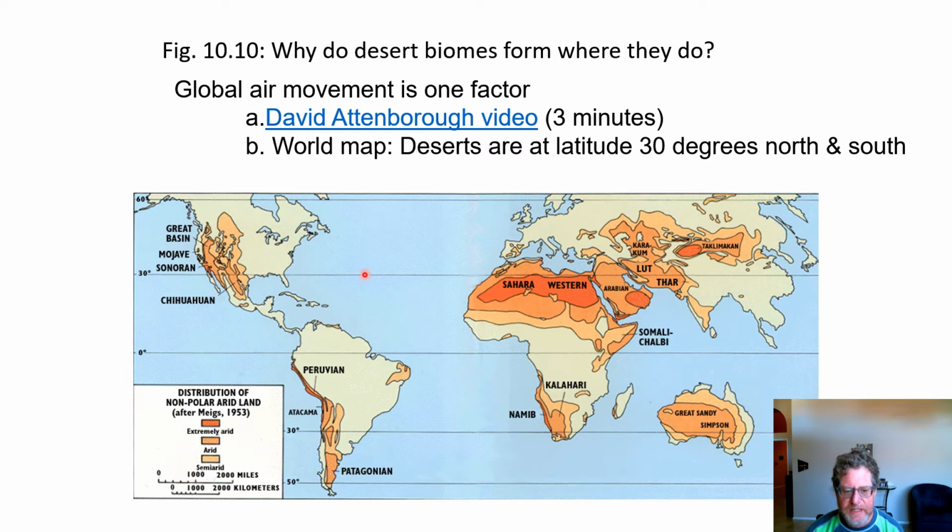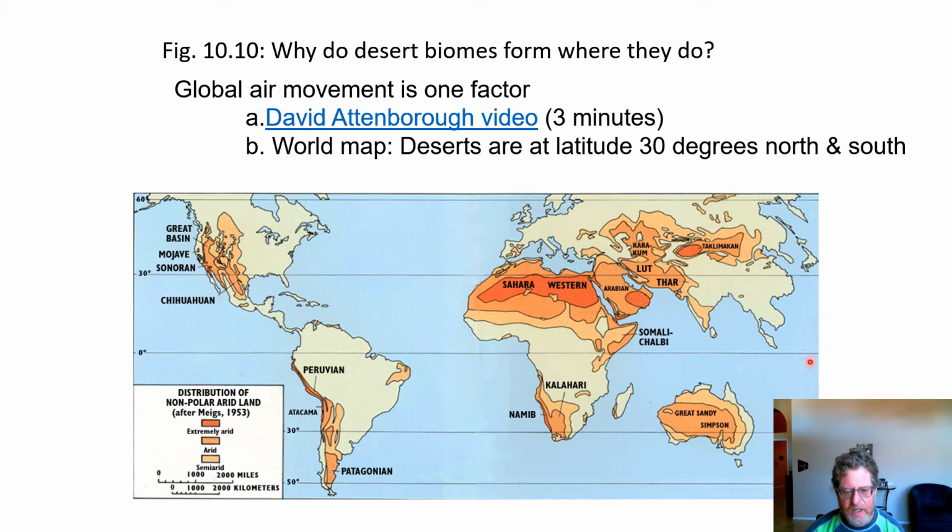Okay, why do deserts form where they do? Okay, so if you remember, the tropical rainforests are mostly at the equator, so 0 degrees latitude. Okay, when hot air rises from the equator, as we go up in the atmosphere, it gets cooler and the rain falls on the equator. So all your tropical rainforests wind up being along the equator.